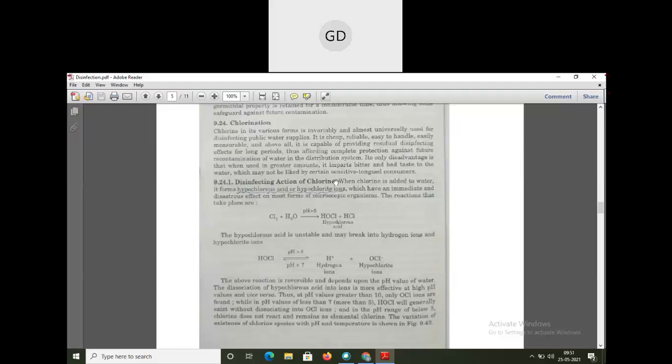Okay, you remember these equations. Which one is formed first? Just remember this: hypochlorous acid, HOCl, is formed first, then your hypochlorite ions will come.